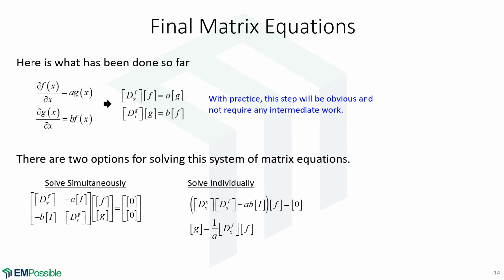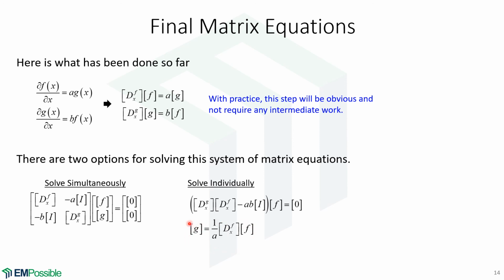Alternatively, what we can do, for example, let's solve this first equation for G, plug that expression for G in here. Now we have a single expression for F that we can manipulate into this form. So now we can solve this equation for F. Of course, we'll need some sort of excitation. That's another topic. But we can solve this equation for F. Once we have F, well, we had the equation that we originally had solved for G, and that's here. So given F, we can pre-multiply by our derivative matrix, divide by A, and we have G.